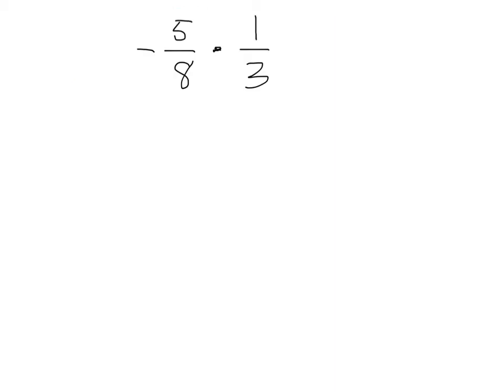For the next one, we have a negative and we have a positive. We know when you multiply or divide, if the signs are different, the answer is negative. So we're going to pow, pow again. Remember, this minus sign right here is going to go up to the 5. So that would be negative 5 times 1, which is negative 5. And then you have 8 times 3, which is 24. That does not reduce, so negative 5 over 24 is your answer.